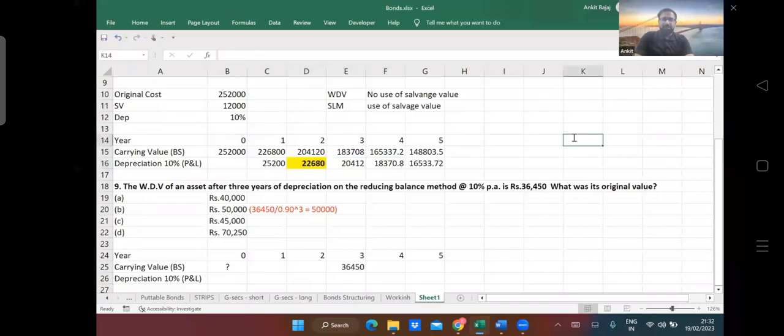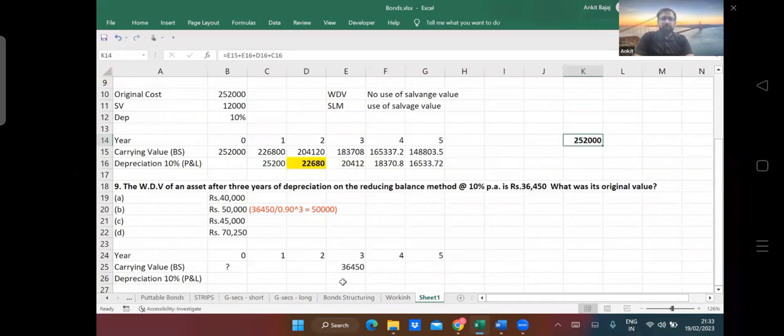If you see here, if I add these three depreciation values, the original cost is the carrying cost plus the depreciation of the previous three years. So we will see whether we are getting 2,50,000 or not. So we got this value, that is 2,52,000. Right, we got this value.